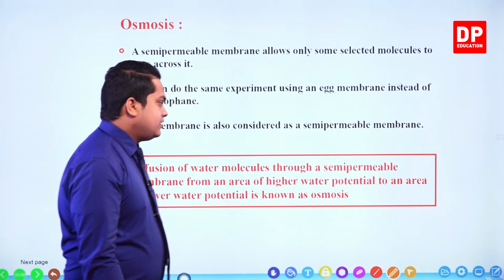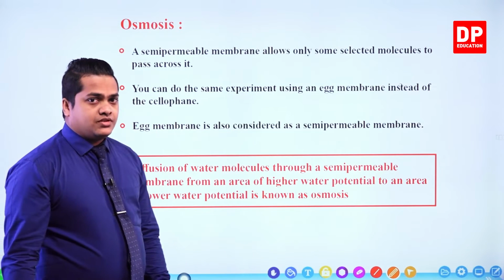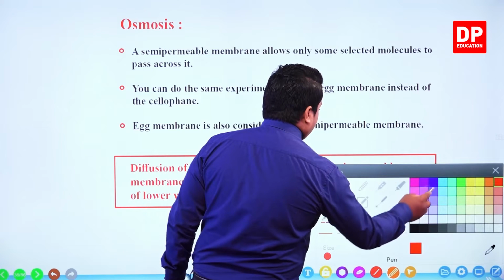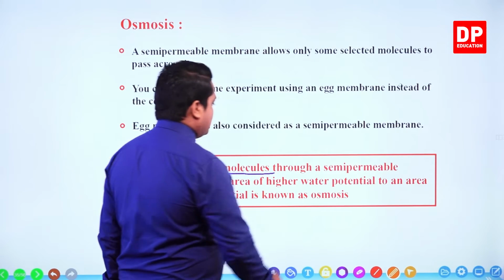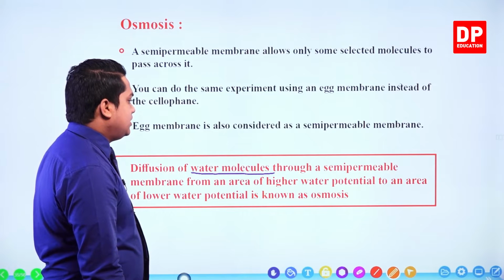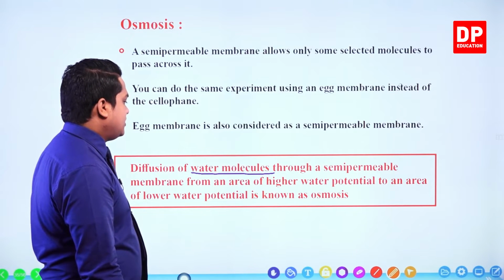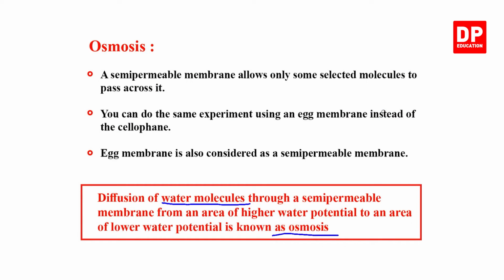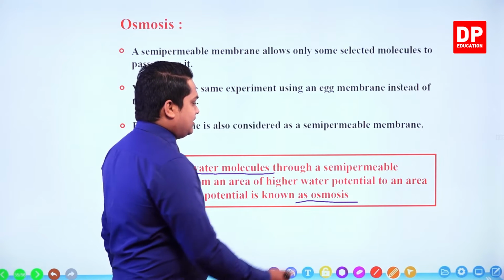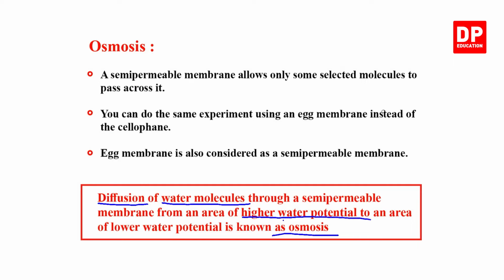So my dear children, you are given the process of osmosis. Let's see. Diffusion of water molecules. Especially here we are discussing water, right? So diffusion of water molecules through a semi-permeable membrane from an area of higher water potential to an area of lower water potential is known as osmosis. So it's a process of diffusion, right? Diffusion means higher potential to a lower potential. Higher concentrated area to a lower concentrated area.